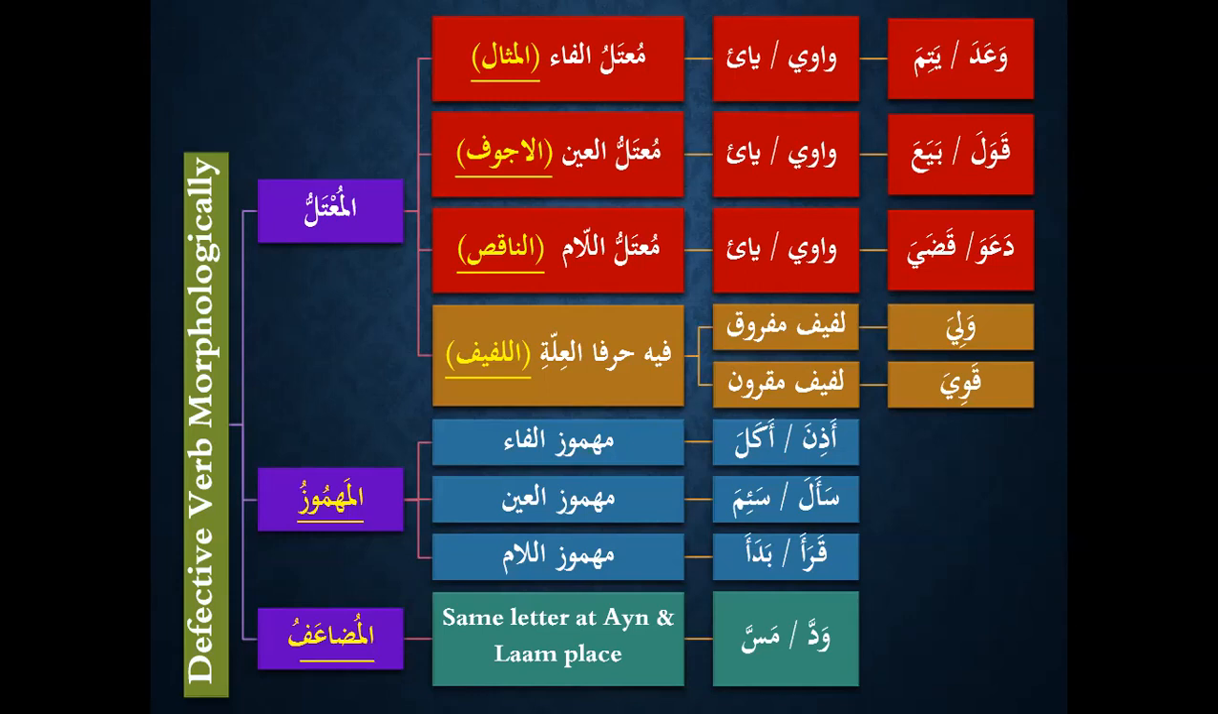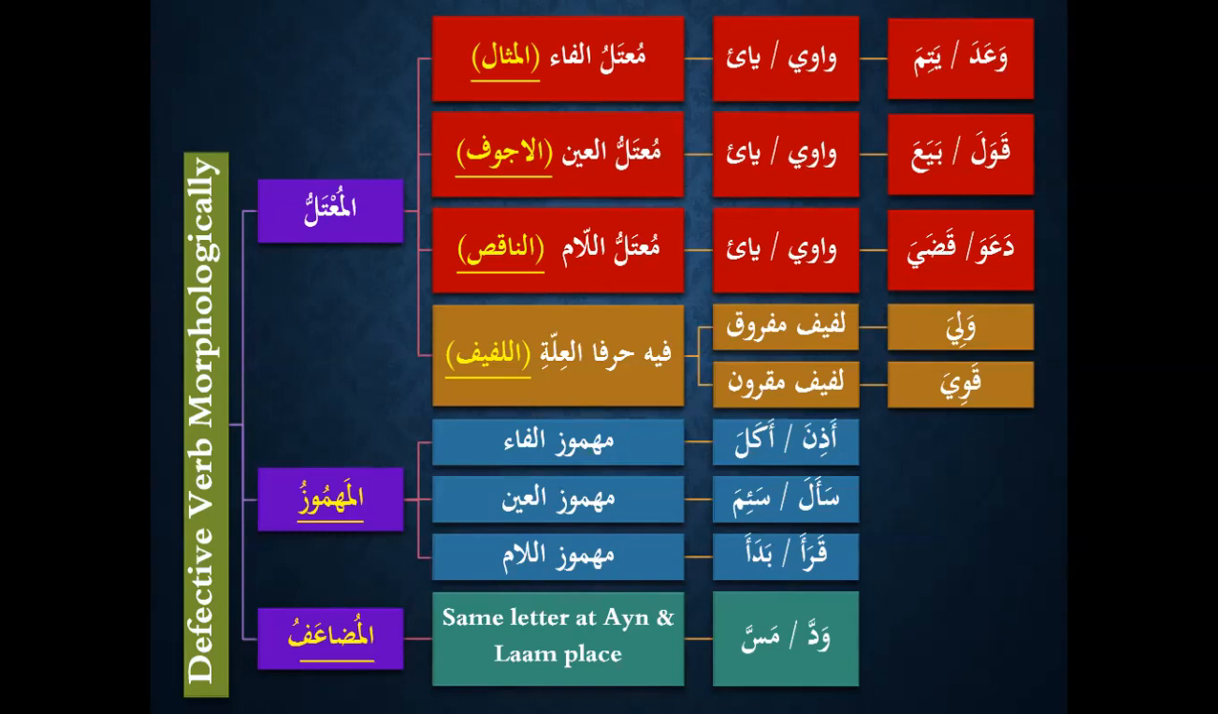Mu'talul fa is called mithal, and you could remember that by M-A-N. That's the mnemonic. So M, mithal, A, ajwaf, and N, naqis. So fa, ain, lam kalima. In those positions, if you have waw or ya. You can't have alif, because alif is sakina. Alif, whenever it's found, it is not there as original alif. It is being changed from waw or ya.